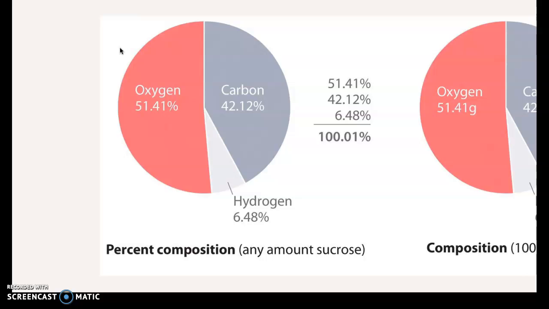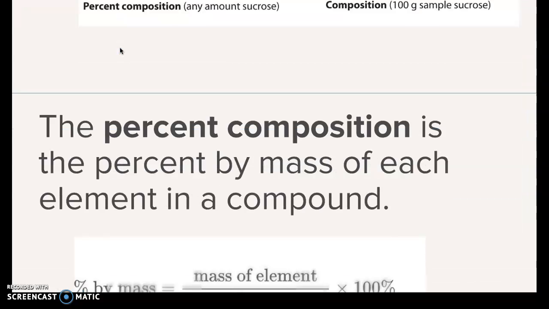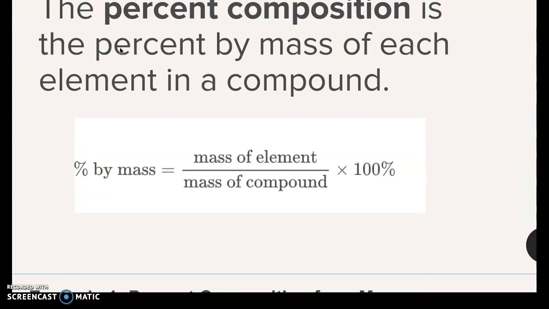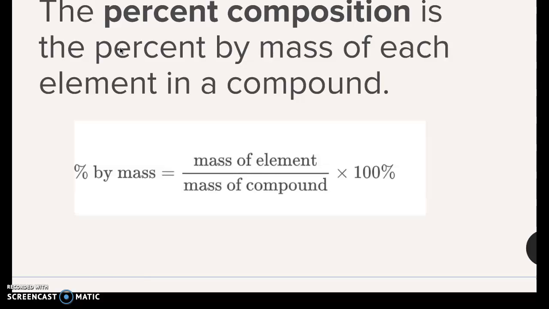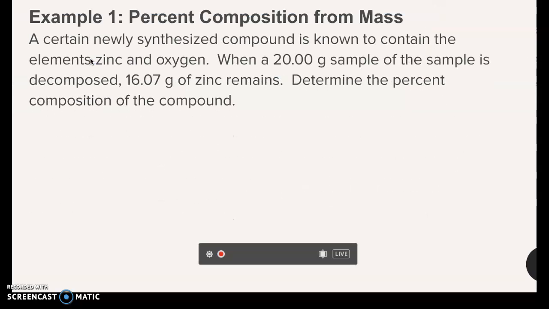It kind of depends on rounding, but what we can do is calculate the percent composition of any element in a compound by taking the mass of just the element divided by the total mass of the compound and then multiplying by 100. So, example.